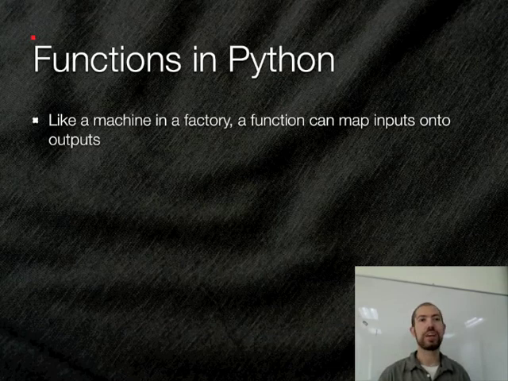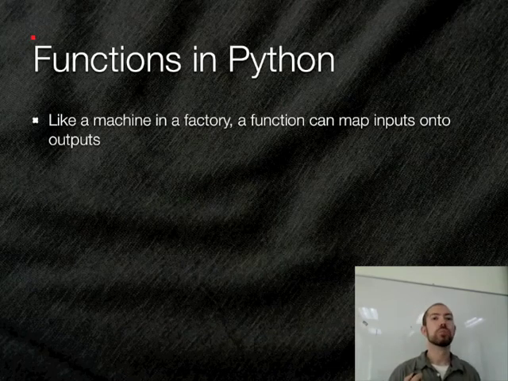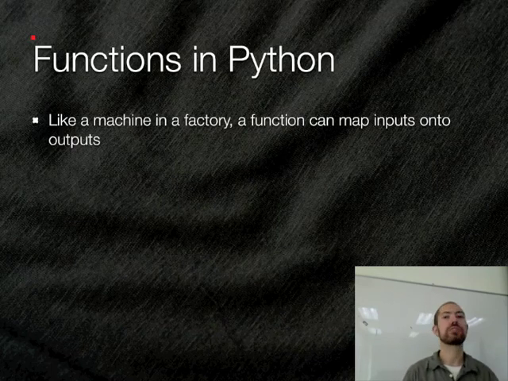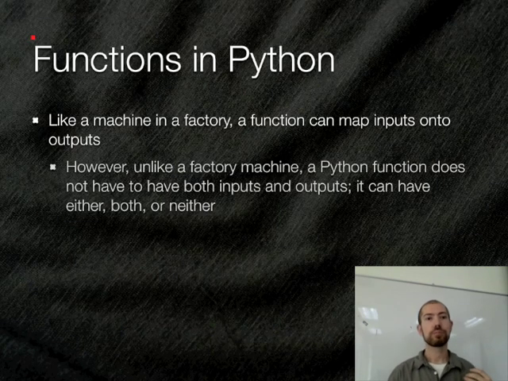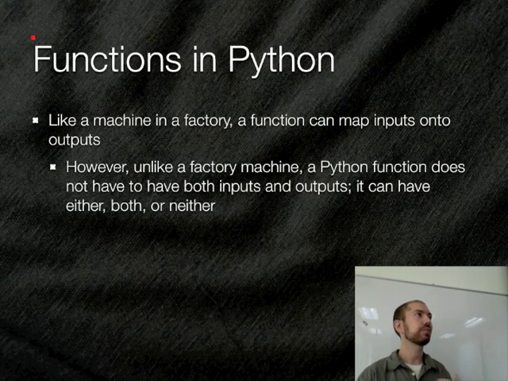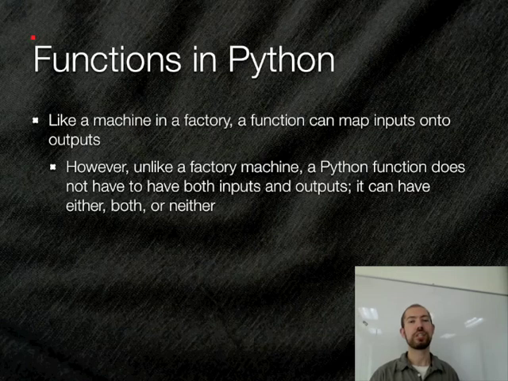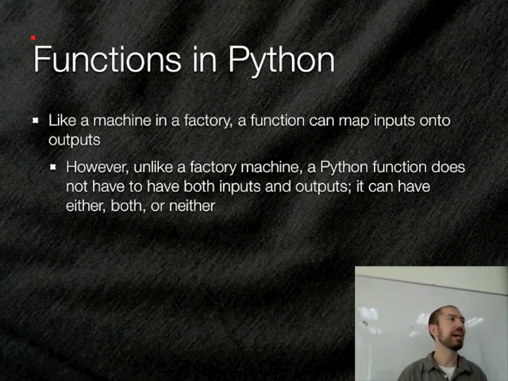Again, continuing this factory machine analogy a little bit further, one thing a function can also do, besides just lumping commands together, is transform or map inputs into outputs, right? So it can take in inputs, it can spit out outputs. Now, unlike the factory machine, you don't have to have inputs and outputs in a Python function. You could have both inputs and outputs.